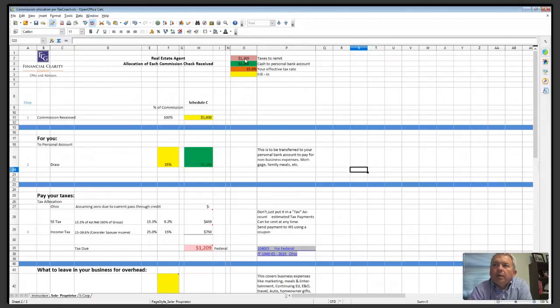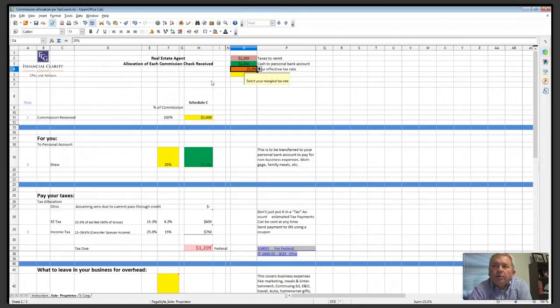At the top here is the result of the work of the spreadsheet, telling you essentially roughly how much money should be remitted to the various taxing agencies that we're tracking here. We're giving you an estimate of how much money should be moved from your business to your personal bank account for you to use as you wish to pay your personal expenses.